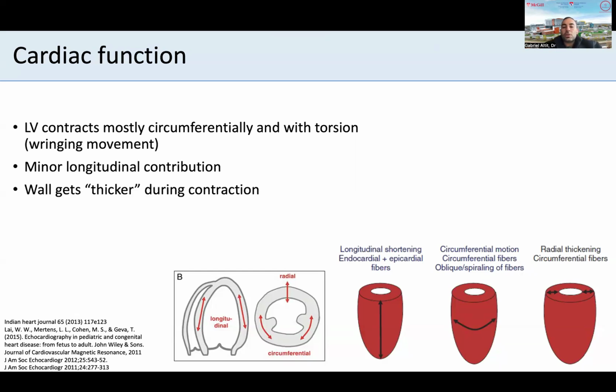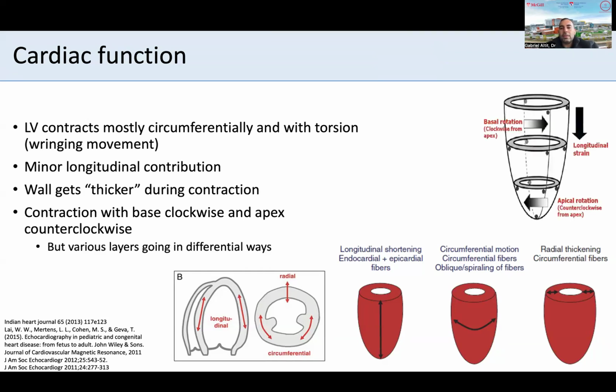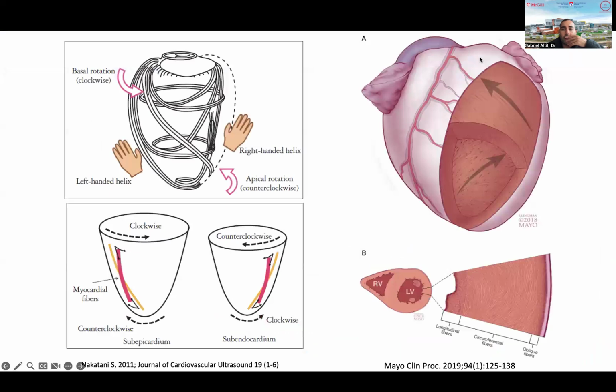So the walls get thicker. It's what we call the radial contraction. And then you get this clockwise and counterclockwise rotation at the base and the apex. And so that creates this kind of motion from the apex towards the outflow tract during contraction.